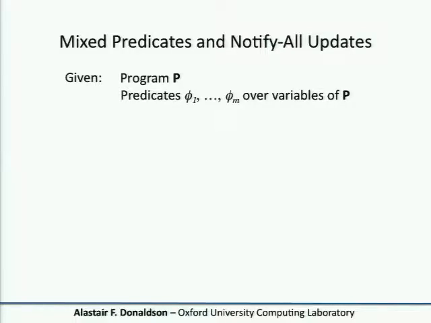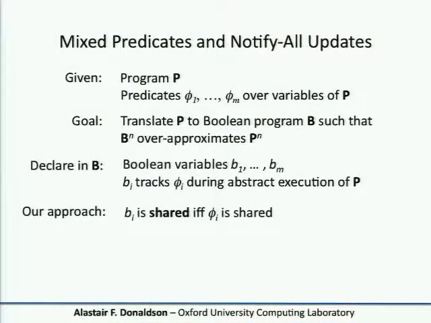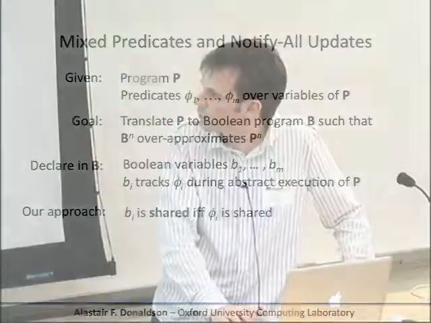Over the variables of p. We want to translate this into a Boolean program b so that bn approximates pn. And we want Boolean variables b1 up to bm as usual.